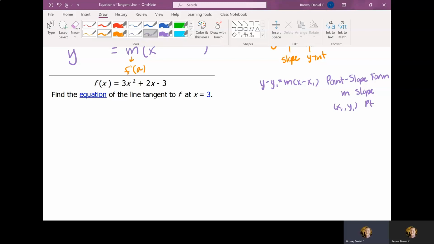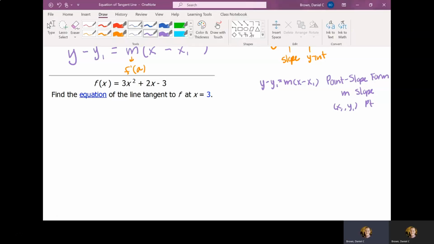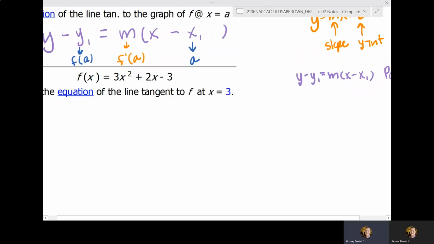Our x1 and y1, so this is a coordinate that is on the line, is often easiest just to use the point of tangency. So the a value in this case is going to be that x value where we want the graph to be tangent at. And then, of course, to find the y that goes with the graph, we're going to plug that x value into the equation. So looking at this example, I want to find the equation of the line tangent to the graph of f at x is equal to 3.